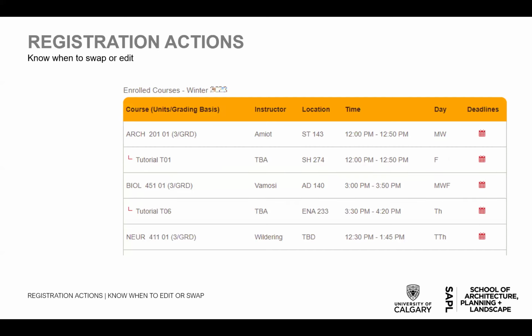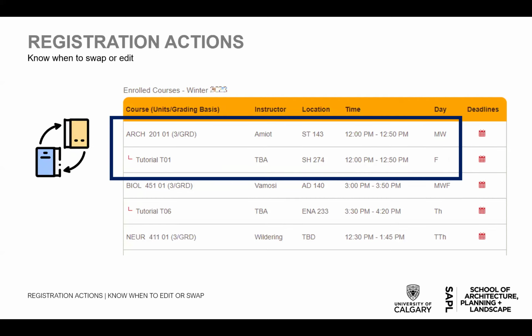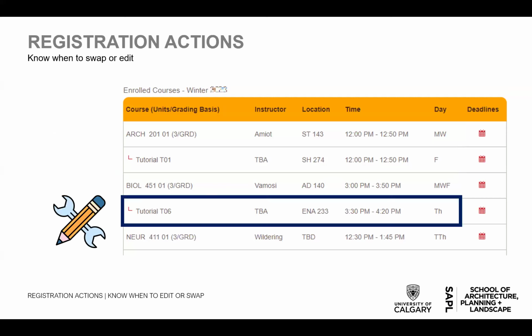Let's look at this sample student schedule on their Student Center to understand the difference between the swap and edit functions. We'll pretend that the student didn't want to take Architecture 201 anymore and switch it to an art history class. The student would use the swap function to completely switch out of that class. Now, let's say that the student wanted to change up the timing only for the tutorial in Biology 451. In this case, they would use the edit function to keep the lecture at the same time, but change up tutorial section 6 to something else, like tutorial section 4.